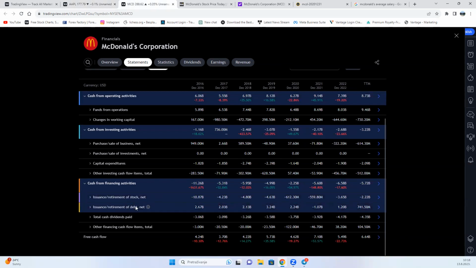Issuance or retirement of debt, think about it like you're issuing bonds or going for a credit in the bank. That's called cash from financing, because if I have borrowed $5 billion, this is positive because it has increased the amount of cash within my company, even though I will have to repay it later.